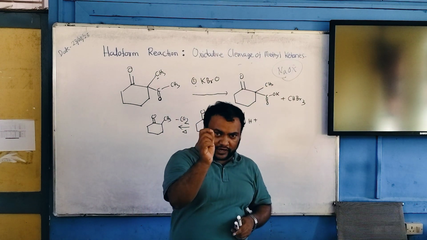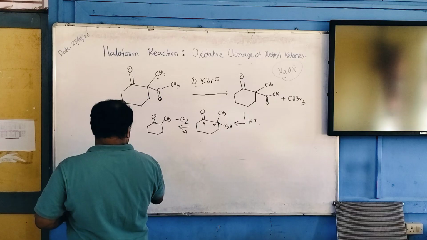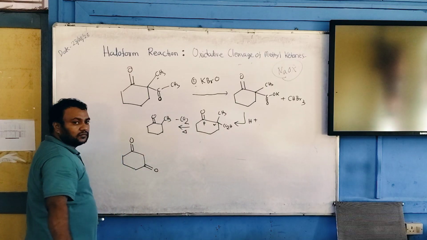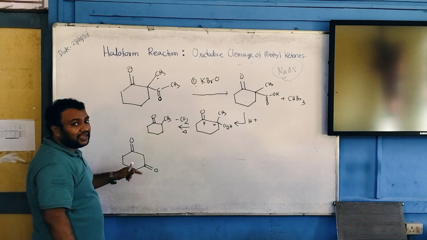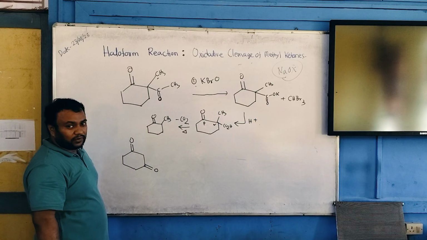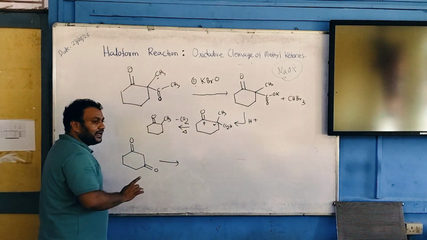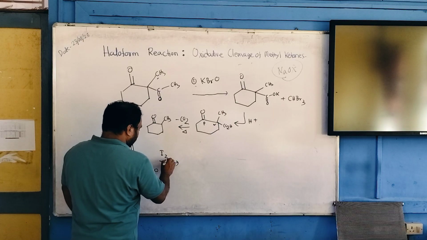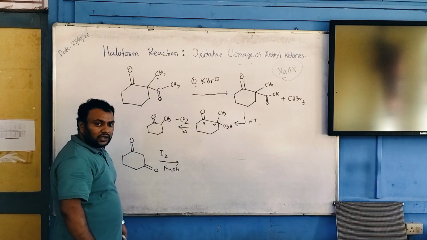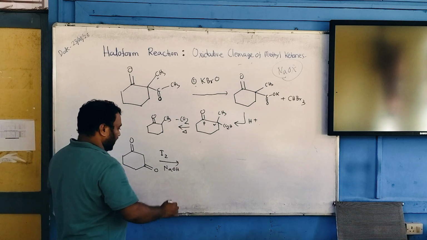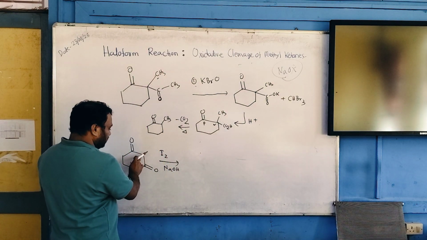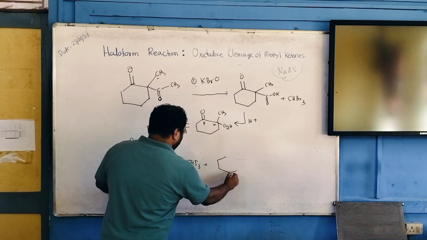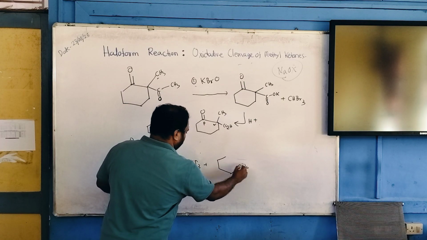One additional point you must remember: if you have a 1,3-diketo compound, although it does not contain a keto-methyl group, if you treat this with, let's say, iodine and NaOH, it will give you iodoform test. And what will be your product? See, this carbon will be converted into CHI3. So the remaining compound will be the sodium salt, ONa.